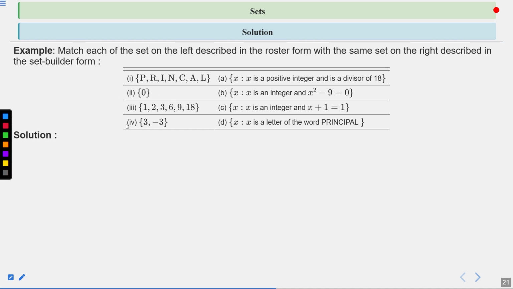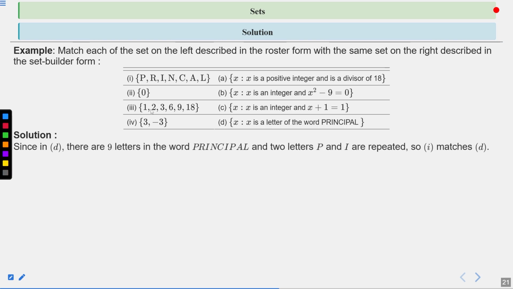So solution. If you observe this first, you are given these letters, PRINCAL, and observe your right hand column. You will see these letters are from the word principal, meaning you can match first to D. Why? If this is your roster form, then the set builder form will be the collection of all x such that x is a letter of the word principal. The letters from the word principal are P-R-I-N-C-A-L.